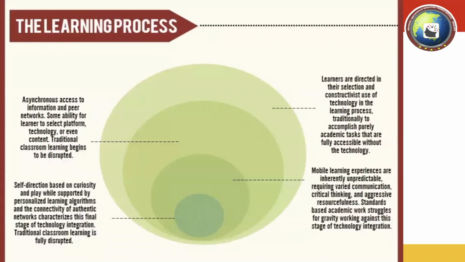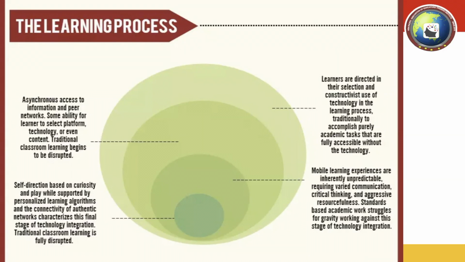So in stage 1 of the learning process, learners are directed in their use of technology. There is asynchronous access to information and peer networks, and some ability for the learner to select platform, technology, or even content. As a result, traditional classroom learning begins to be disrupted.